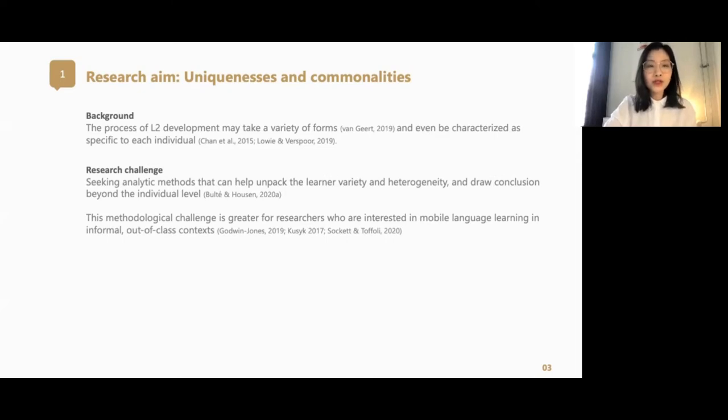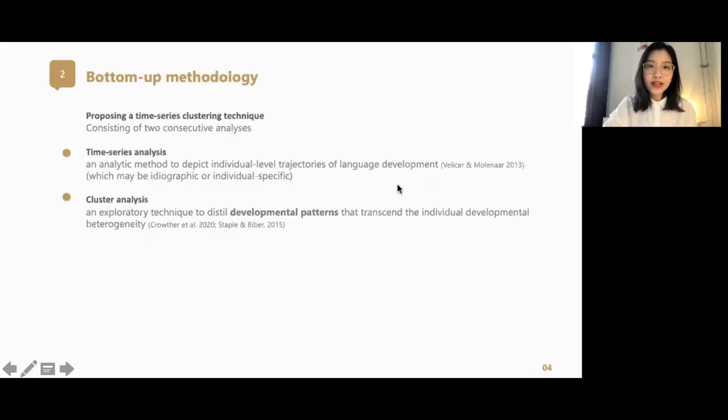These methodological challenges are even greater for researchers who are interested in mobile language learning, especially those learning in informal out-of-class contexts. Because in these contexts, language learners have access to various learning resources and materials online to explore their personal learning goals and learning interests. In this study, we try to take up this challenge and propose a bottom-up methodology.